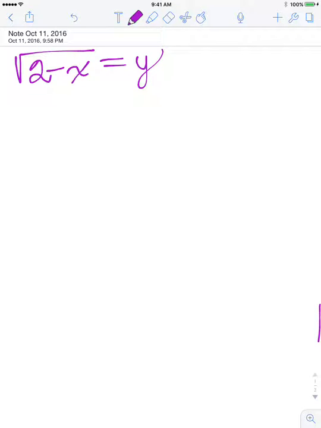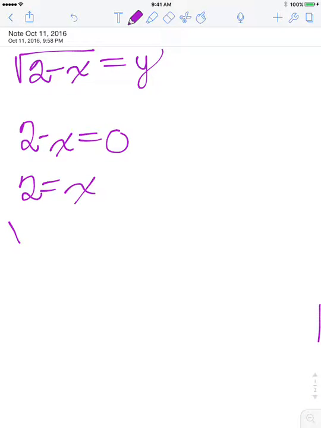Okay, so we know that inside the square root, I can't have a negative number. 0 is the smallest number I can have. So what I'm going to do is set this equal to 0 to see what exactly is the smallest number I can have. So if 2 minus x equals 0, and I add x to both sides, then 2 equals x. So it looks like 2 is an important number. If I plug in 2, I get 0, and that's okay. And we can actually include 2 with hard brackets.